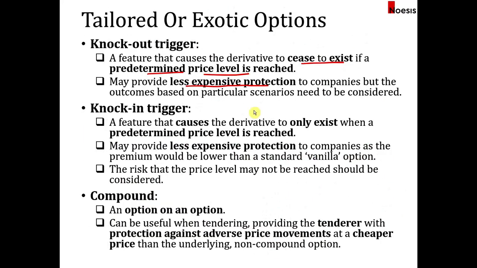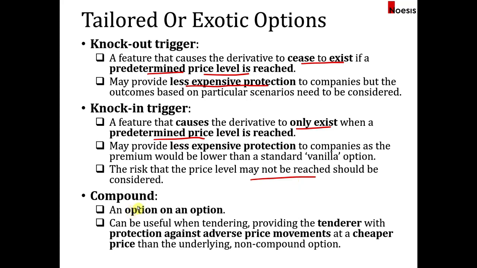A knock-in trigger, on the other hand, is a feature that causes the derivative to exist only when it reaches a predetermined price level. Again, it may provide less expensive protection to companies, as the premium will be lower compared to a standard vanilla option. There is a risk that the price level may not be reached, and if it's not reached, then the option will not be activated.